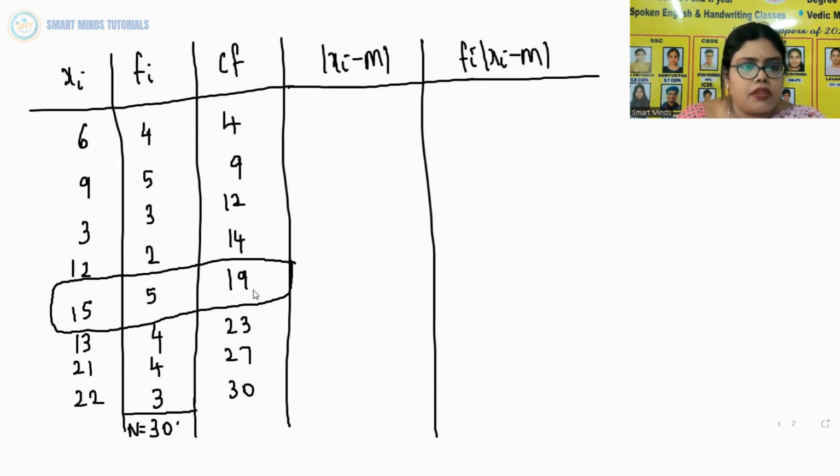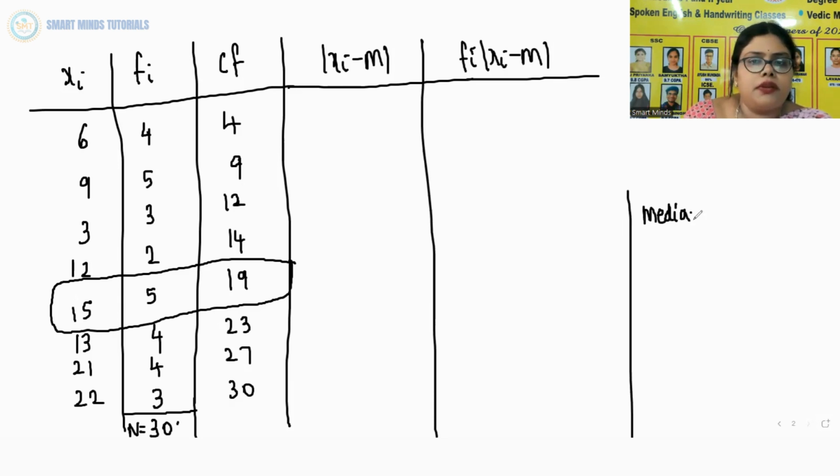In the median class, the corresponding Xi will be the median. So Xi is equal to 15. So median is equal to 15. Let me write over here: what is median? Median is the Xi of the median class. That is 15. Now you got M here.